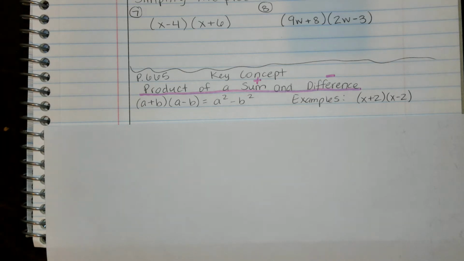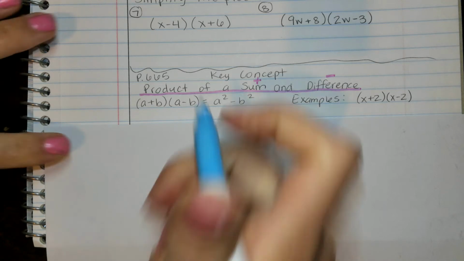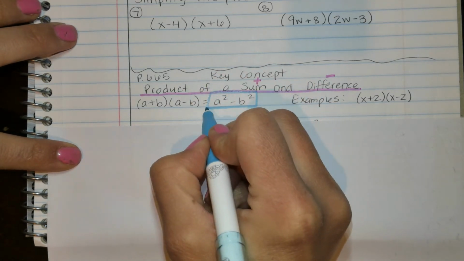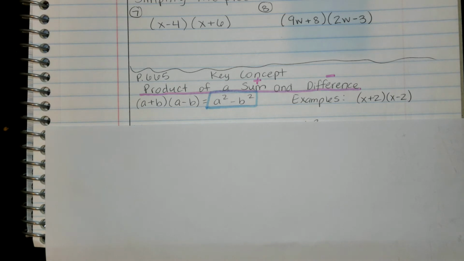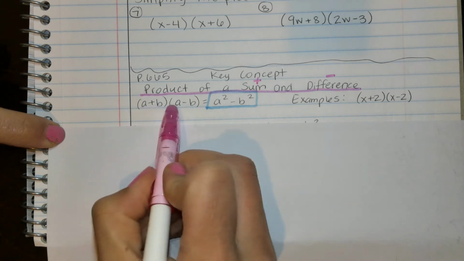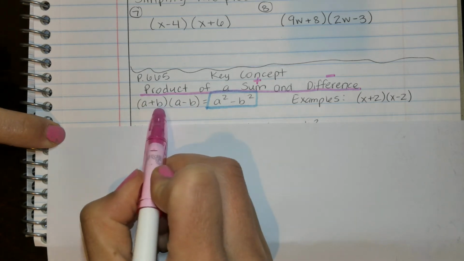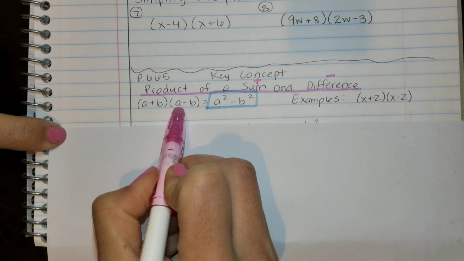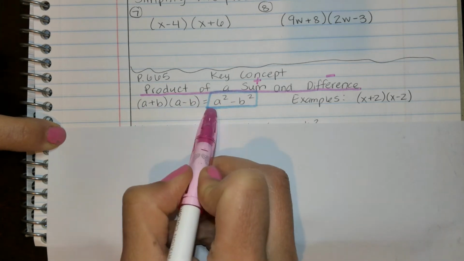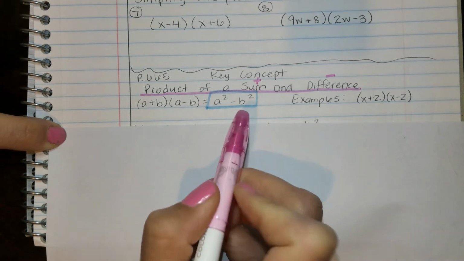So this is the shortcut. If I ask you, what's the shortcut for product of a sum and difference? It would be a squared minus b squared. If you have (a plus b) times (a minus b), the first term is the same and the second term is the same, but one has a plus and one has a minus. This is how it's going to come out: whatever your first term is, square it. Whatever your second term is, square it.